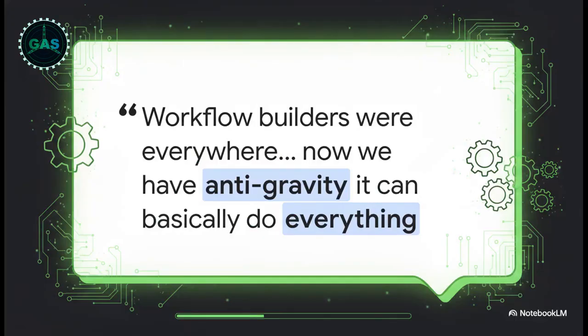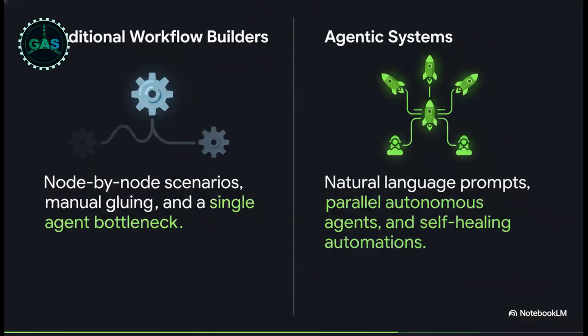Okay, let's dive right into this. Think about it. Only months ago, workflow builders were just everywhere. You had to sit there and construct scenarios node by painful node. It was exhausting. But with the dawn of Anti-Gravity, we're basically looking at the death of all that manual gluing. You're no longer stuck with this one agent bottleneck. Now, you just declare what you want built, and the system goes ahead, parallelizes the work, and brings the whole shebang to life.